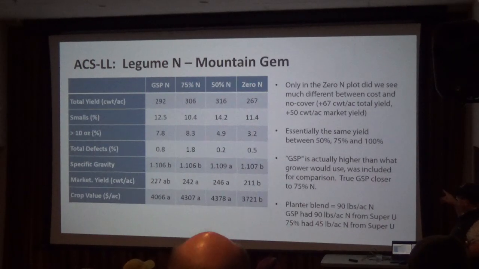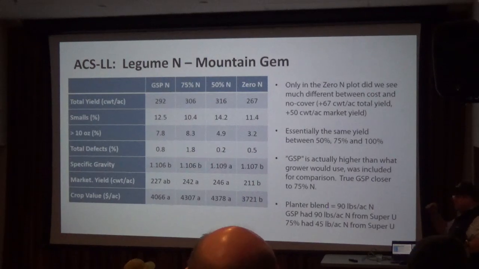Now, I'll note the GSP in this field, because we're working in grower fields, with growers, I don't want to screw things up for them too much. His regular planter blend was 90N, and it was going to be a whole lot of rigmarole to get it to 80. So we left it at 90, and the GSP in this one is actually 180 instead of 160. The 75 is 135 instead of 120, and the 50% nitrogen is 90 instead of 80. But we still see a very similar trend. Actually numerically the best yield is in the 50% nitrogen, but they're all statistically the same.